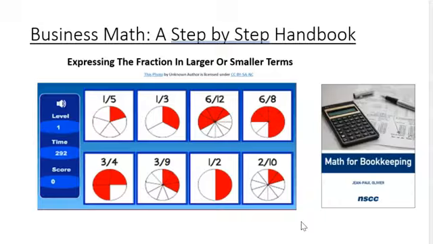Okay, so let's look at the 1/5. What down in the bottom row is the exact same as 1/5? The 2/10. Okay, so you can see that the pie is cut into 10 pieces for the bottom one, and if you color in 2 of them, that's the same as the 1/5.